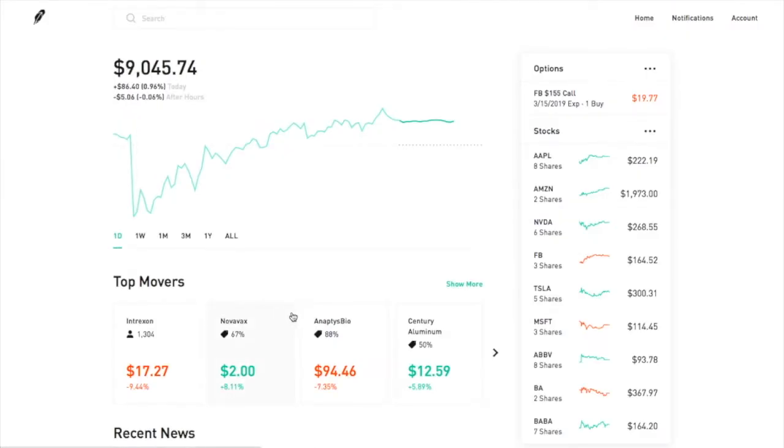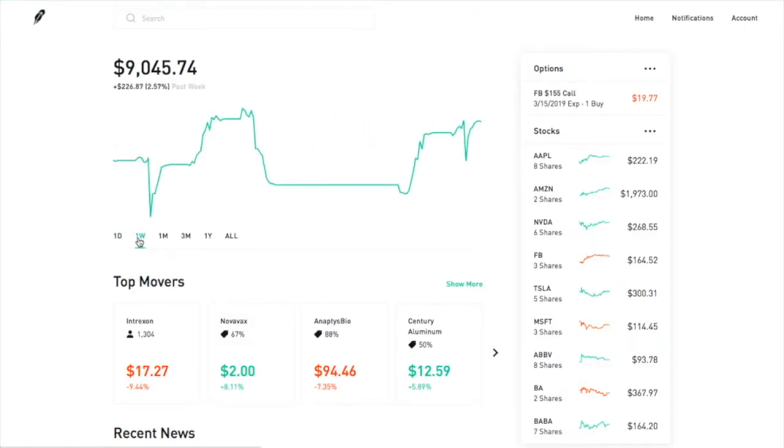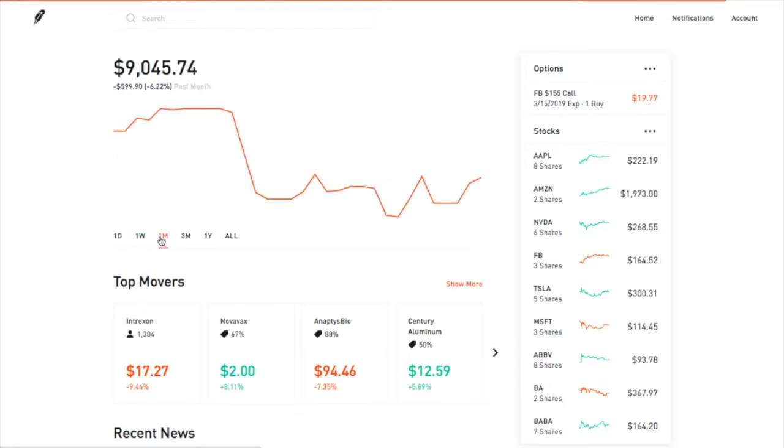Okay, guys, so we're on the Robinhood portfolio right now. And as you see, we are up 0.96% today. And for the past week, we have rebounded quite a bit, up 2.57%. Because in the past month, my account has been slacking. As you see here, we were up pretty much at up to $10,000 and went down 6%. So let's go check out my holdings real quick.